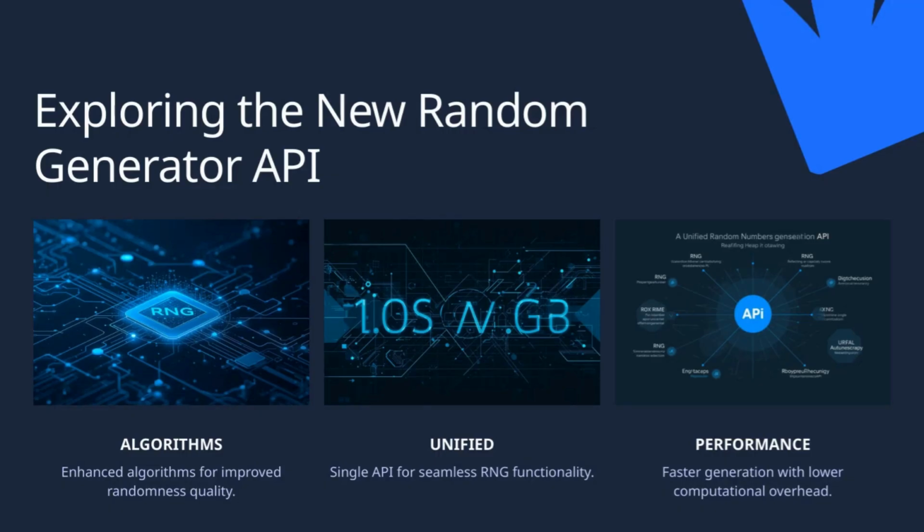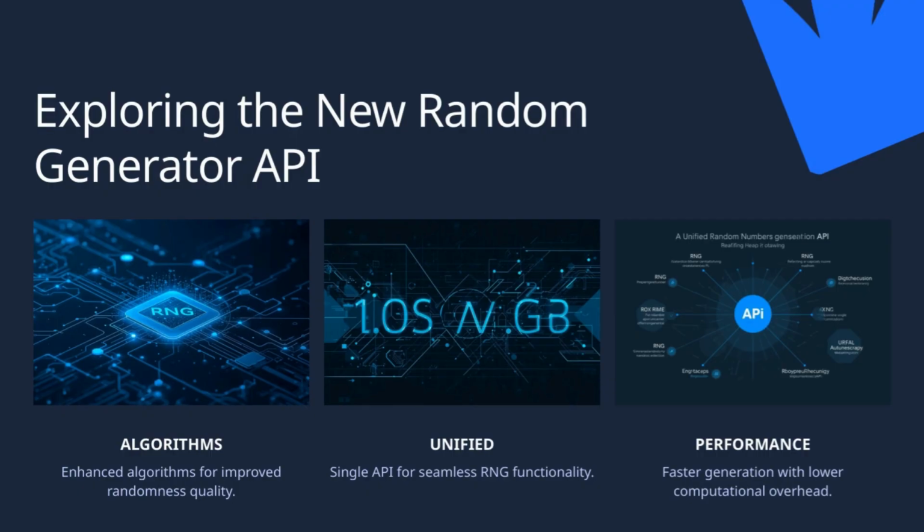Now, let's take a closer look at exploring the new Random Generator API. This update offers faster generation with lower computational overhead, which means you can get your random numbers more quickly and efficiently. It's all about improving performance so that your applications run smoother and more responsively. One of the key features is that it provides a single API for seamless RNG functionality. This simplifies the process, letting you access all the randomness features you need without juggling multiple tools or interfaces. It's designed to be intuitive and easy to integrate.